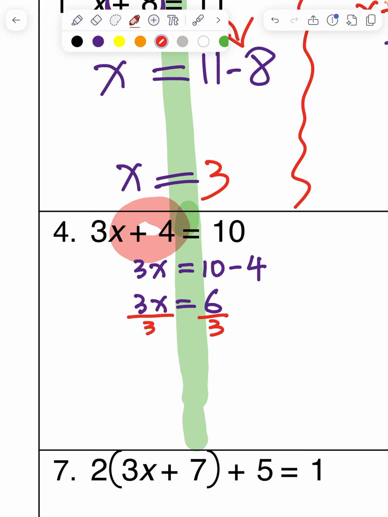Divide by 3 on both sides, whatever the number in front of the x is. So 3x, I'm going to divide both sides by 3. Yeah. So 3 divided by 3 is 1. They cancel out. Basically, we call that canceling out. So x equals 6 divided by 3. That's 2, right? The final answer is 2.